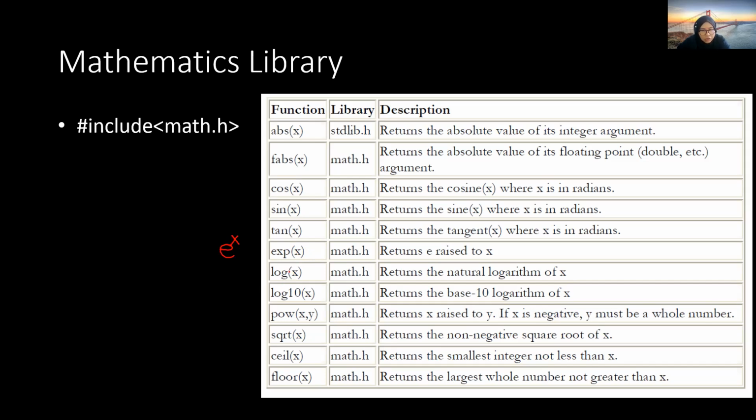Log x is the natural log. You cannot use ln x in this math library in C programming. If you want to use the natural log, you just say log x, you don't say ln x. But if you want to use log base 10, you use log10, which is equivalent to log base 10 of x.